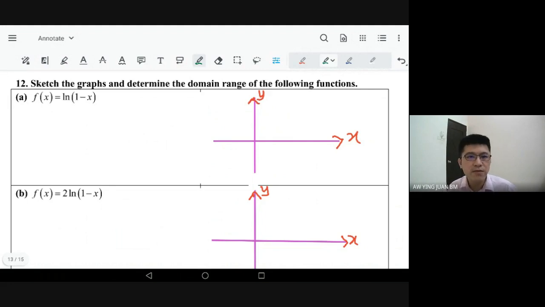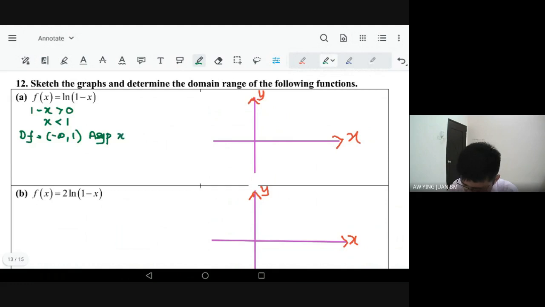Itu yang pertama, function f(x) is equals to ln(1 minus x). So ingat, tak kisah dia log base apa, dia tetap sama. Step number 1, domain. Betul? So di sini 1 minus x greater than 0. Boleh? Cari domain, cari asymptote. So x is less than 1. So ini adalah kita punya domain. So kita pun tulislah ya, domain for f is equals to negative infinity until 1, where 1 is not included. So di sini saya boleh tulis asymptote, okay, x is equals to 1.